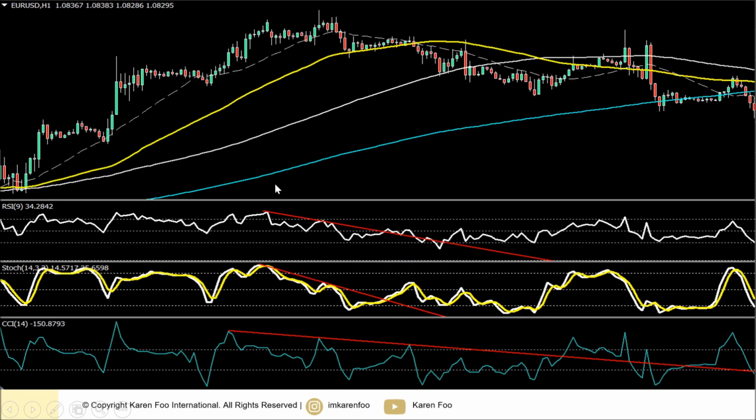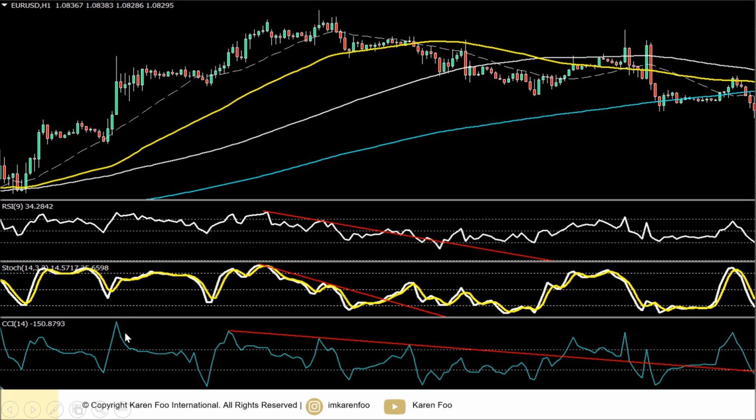Another example over here. So in this case, all three indicators gave you a bearish divergence signal, which is pretty obvious, but you realize that CCI gave you an earlier signal, right? So CCI, the first peak is over here. In fact, it's over here if you extend this line.